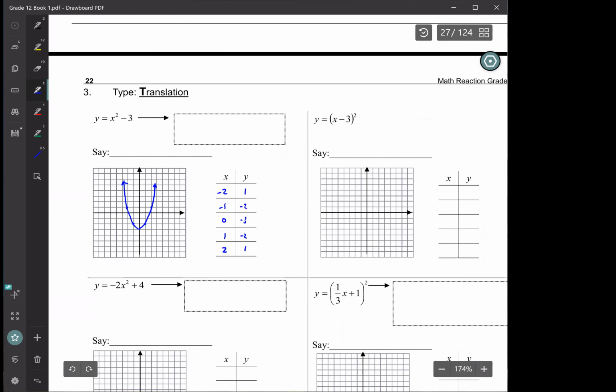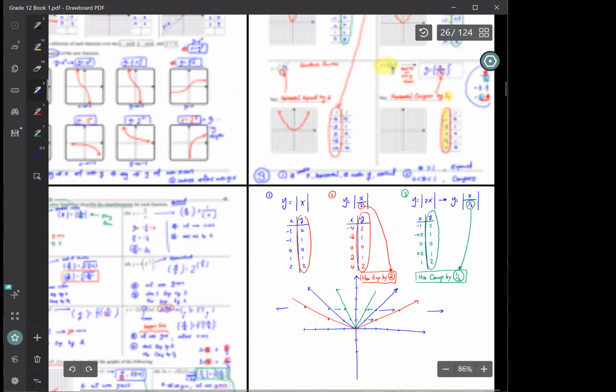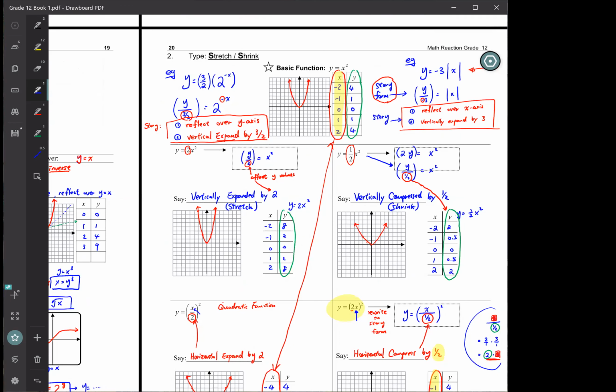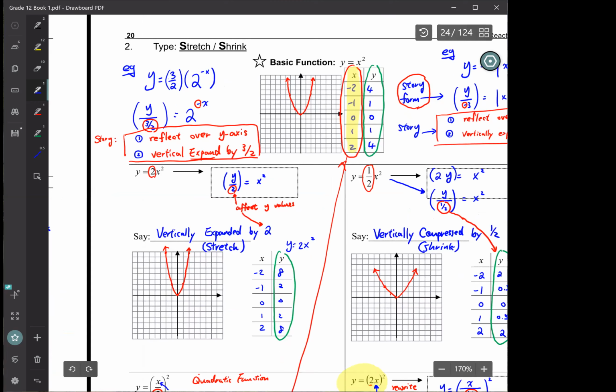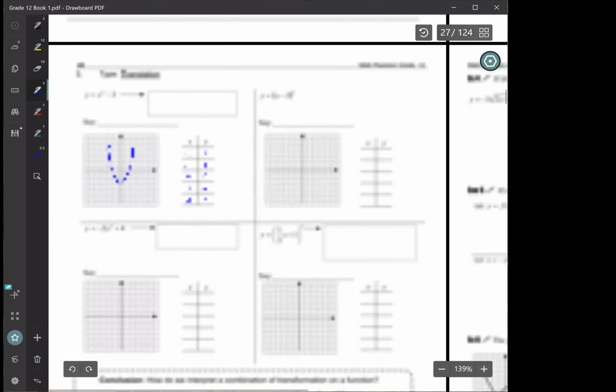Kelly? Sorry, can you repeat the question? So which way did the parabola move? Compare with the original. Original is on page 20. Move down. Yeah, move down by how many? 3. Yeah, okay, so every point got moved down by 3 units.